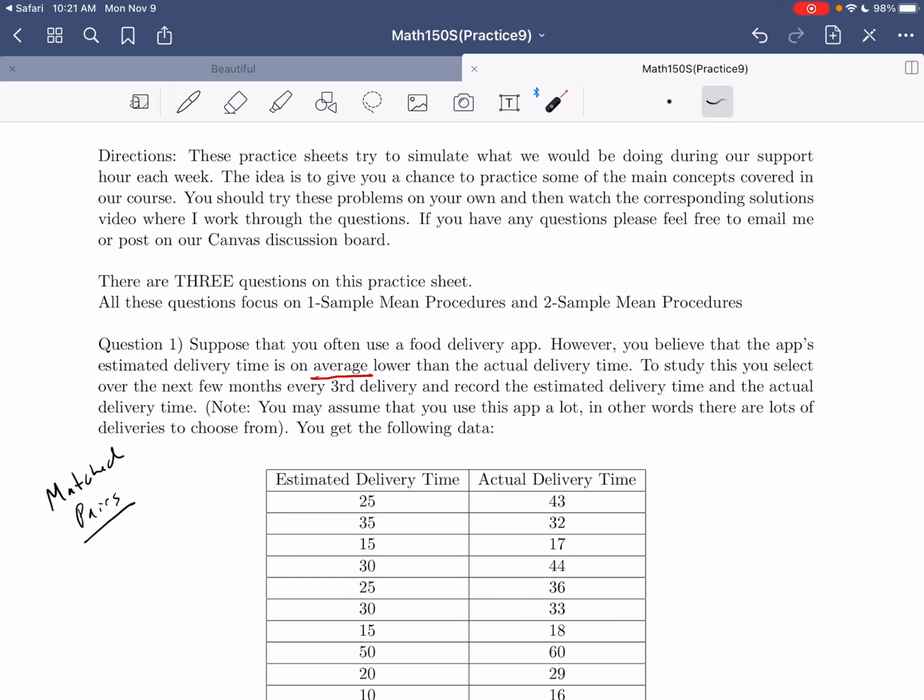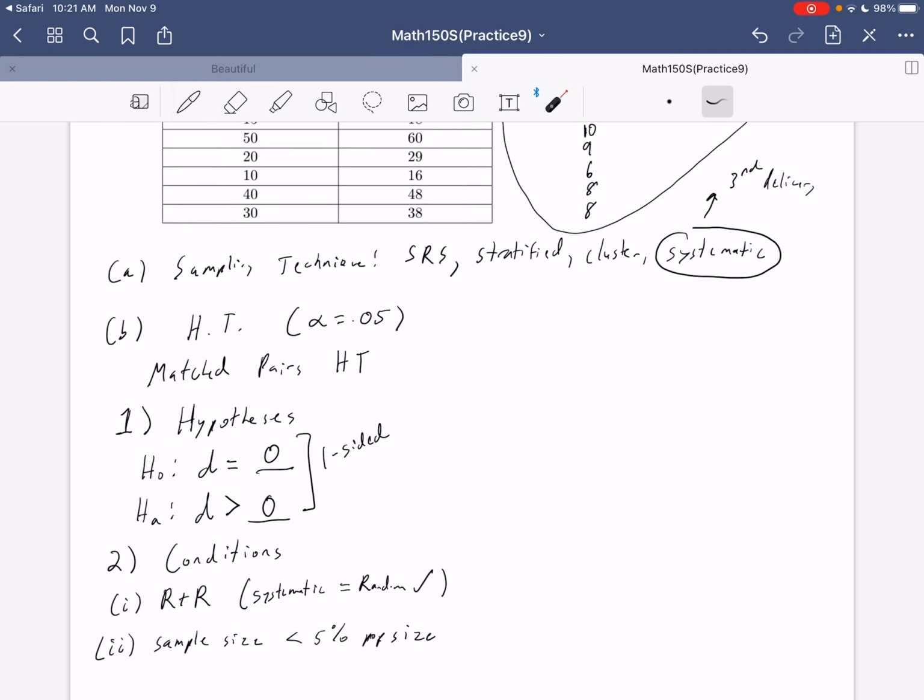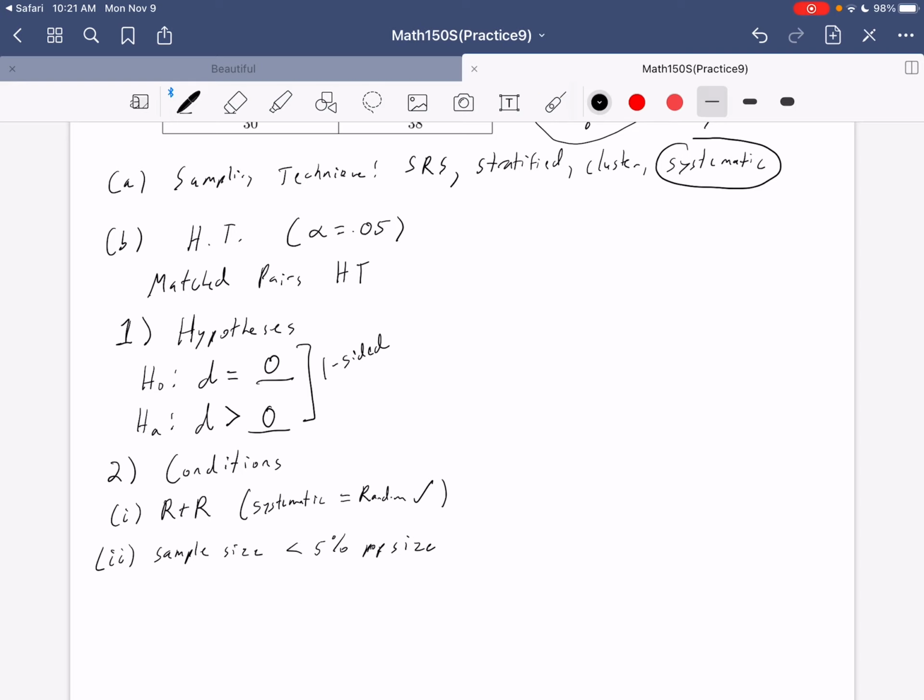But there is a note that says you may assume that you use this app a lot. In other words, there are lots of deliveries to choose from. So we can go ahead and just say lots of deliveries. So for this one, we'll just make a note that we were told lots of deliveries. And there we go. That's sufficient.